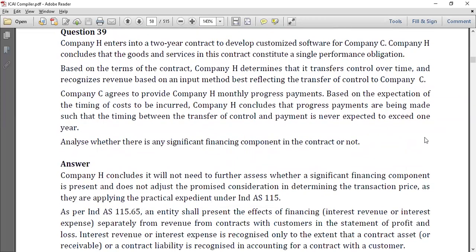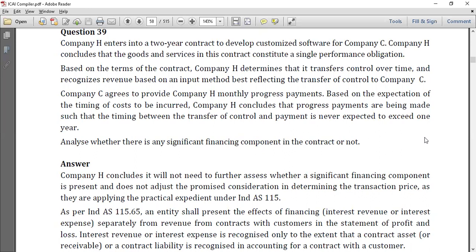Next, question 39. Company H entered into a 2 year contract with company C to develop customized software. H also concludes that the goods and services in the contract will be considered a single performance obligation based on the terms of the contract. What did company H determine? Company H determined that it transfers the control over time and recognizes the revenue based on the input method, best reflecting the transfer of the control to company C.